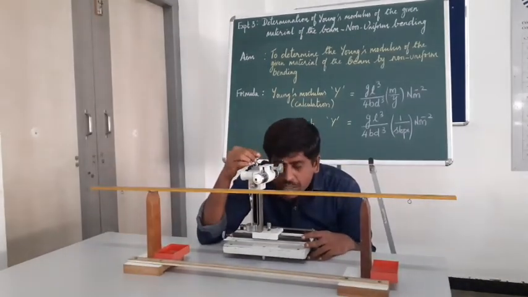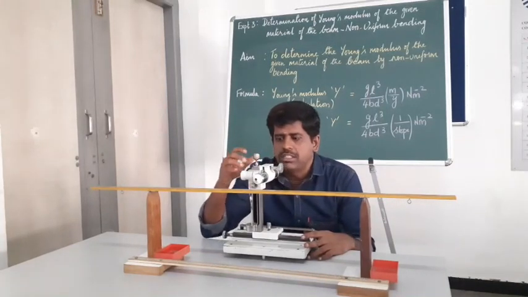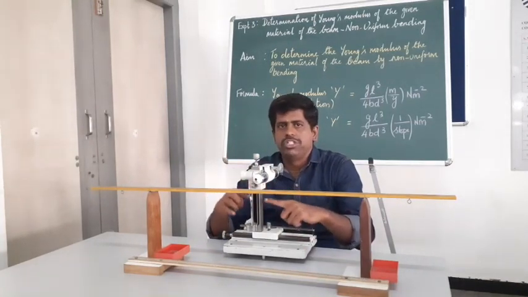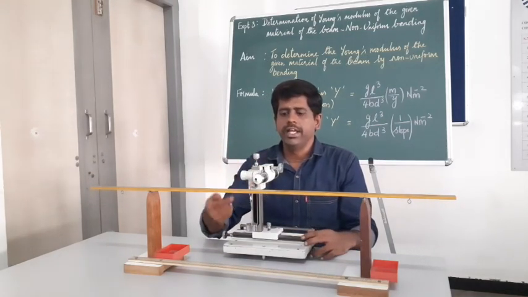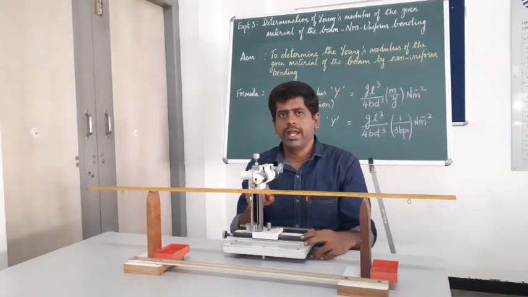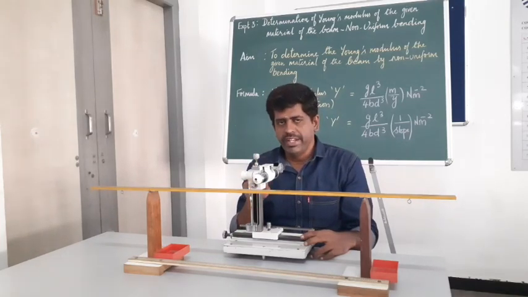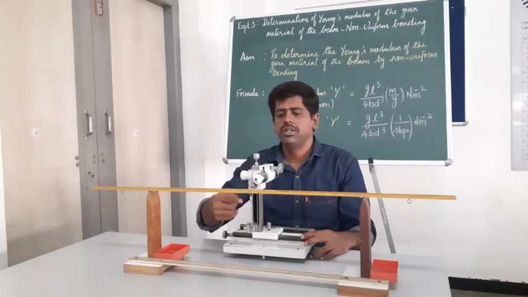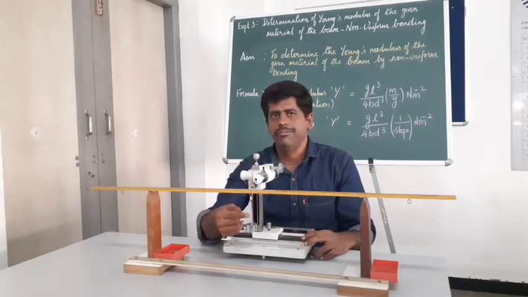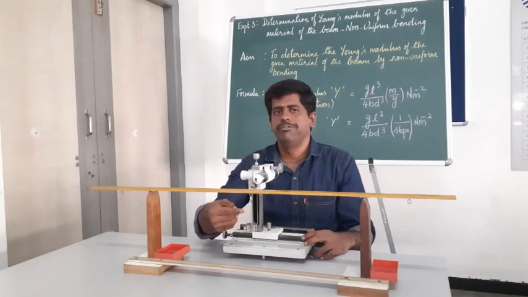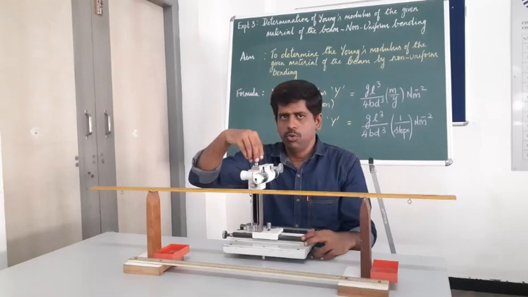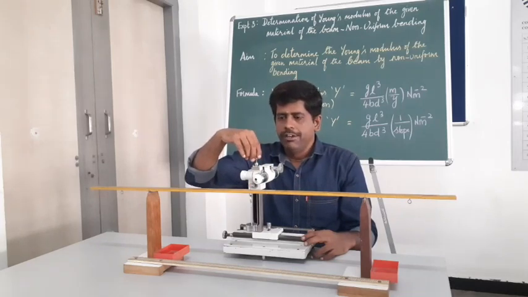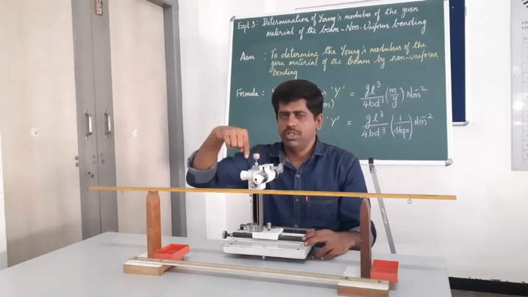By rotating this fine adjustment screw, we have changed the position of the vertical scale, which will show another reading due to this load. Now we can note down the main scale reading and vernier scale coincidence for the load W plus 50 grams. While rotating the fine adjustment screw, if it is being moved in a clockwise direction, we have to keep on moving in a clockwise direction.